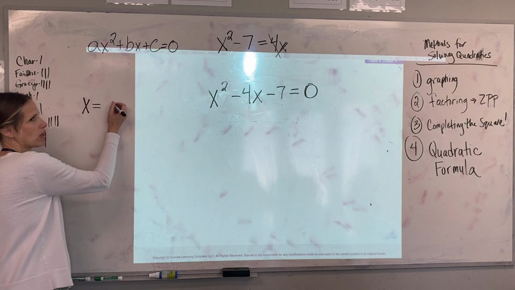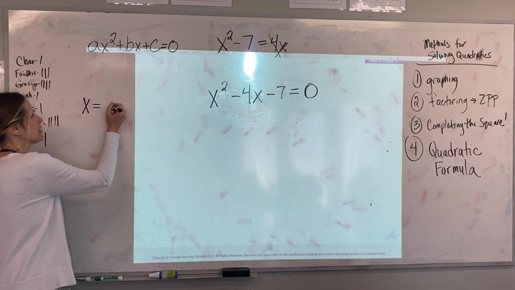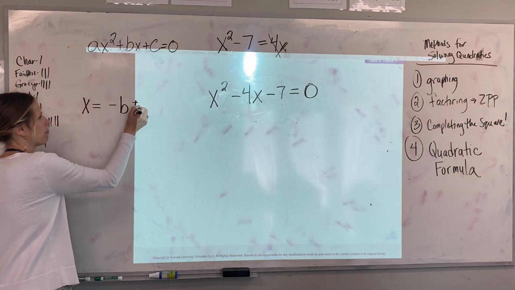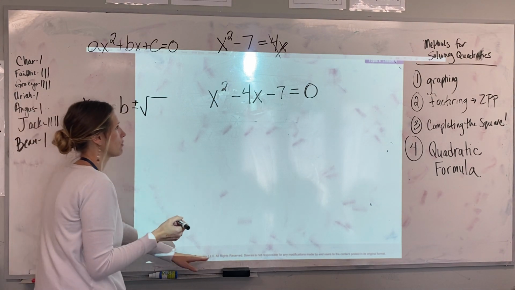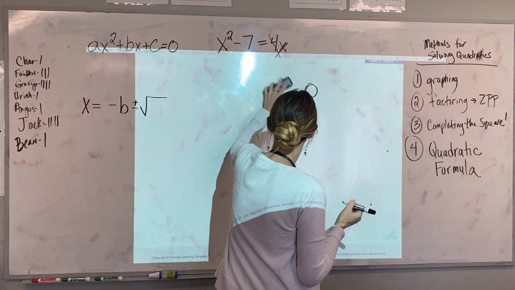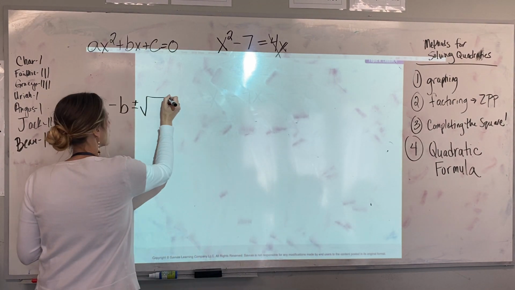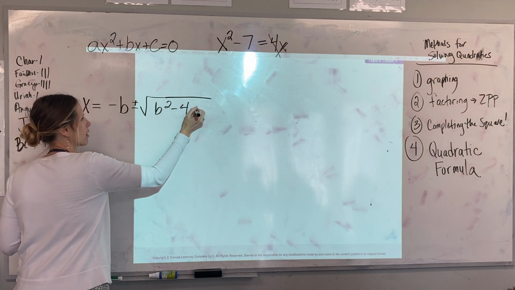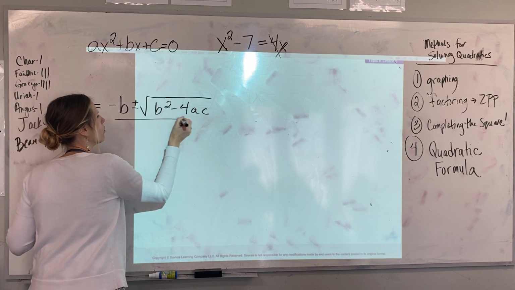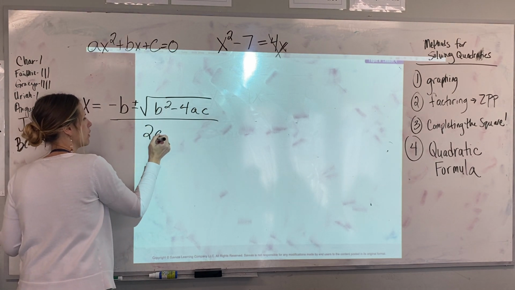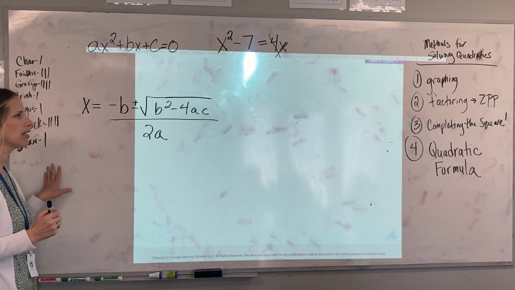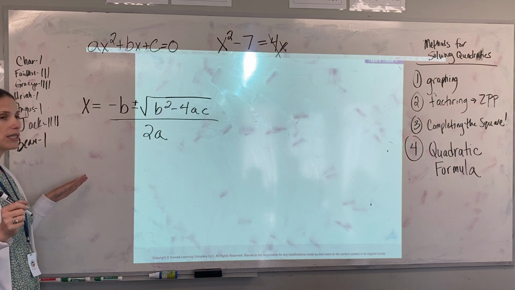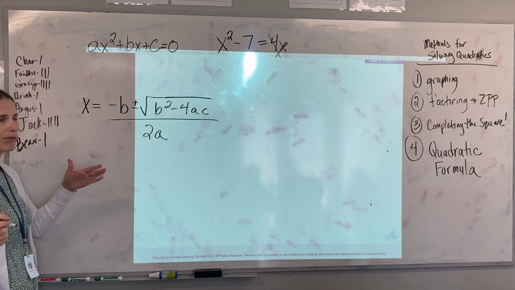X equals, so this is the quadratic formula, it does not need to be memorized. It is negative b plus or minus the square root of b squared minus 4ac over 2a. I'm gonna run out of room. Everything takes so much room. That's the quadratic formula, and it's the same every time. So all you need to do is plug in your values for A, B, and C.